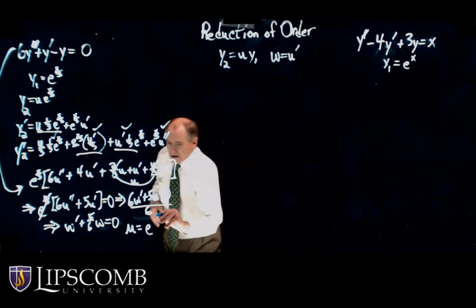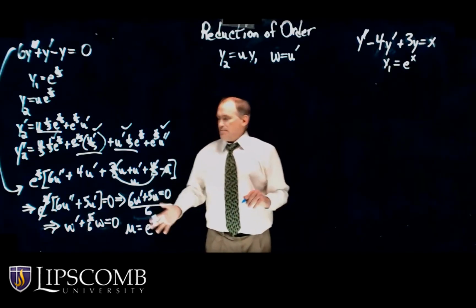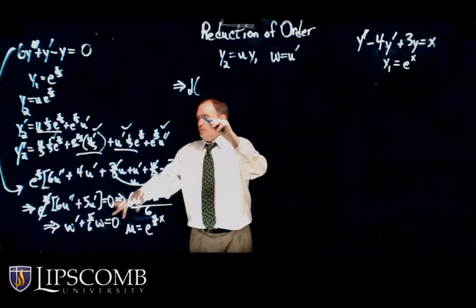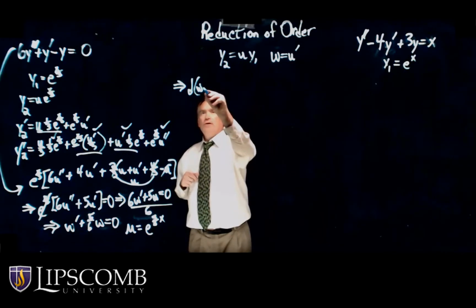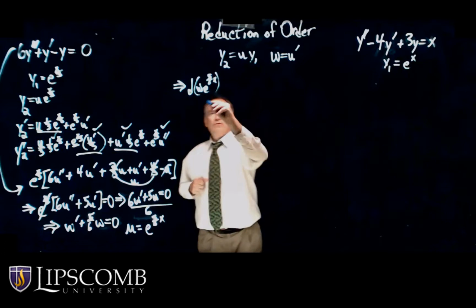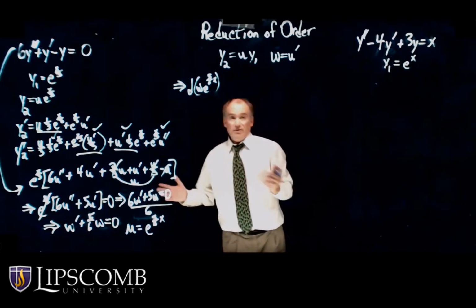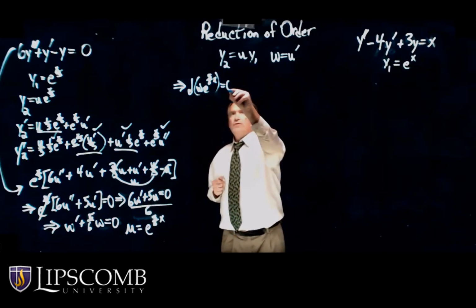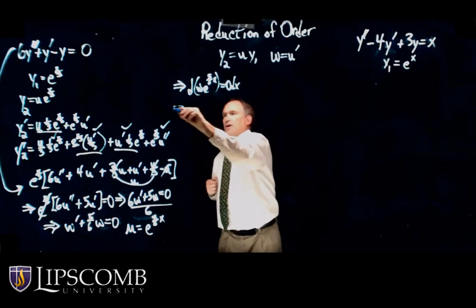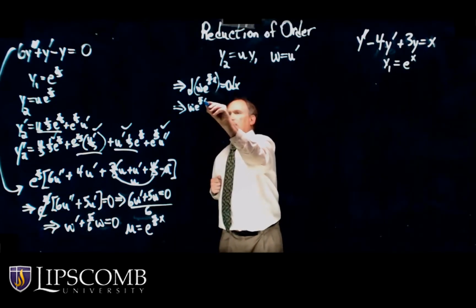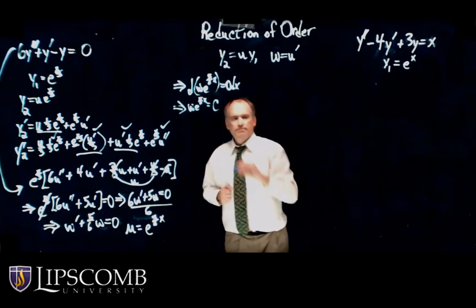It's going to be e to the 5/6 times x. So I've got my mu. So what do I get? I get the total differential of the unknown function, which is w, times the integrating factor e to the 5/6 x equal to, and this part's easy, e to the 5/6 x times 0, you get 0 dx. So integrate, and you get w e to the 5/6 x equals c.